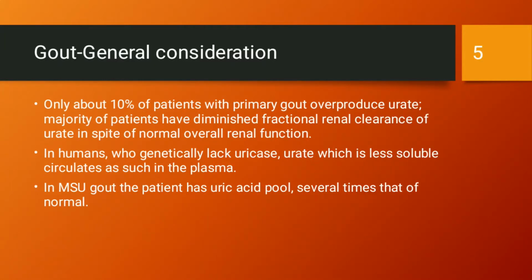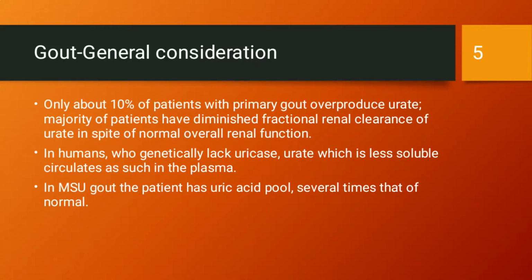Okay, so next, only about 10% of patients with primary gout overproduce urate. So what does primary gout mean? By themselves they have this gouty arthritis. There is no other disease condition that is giving rise to the gout. Gout is the first disease that occurs in that patient. Okay, and only 10% of the patients show excess urate production in their body.